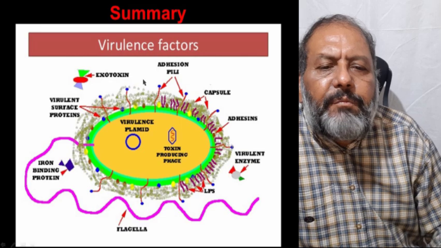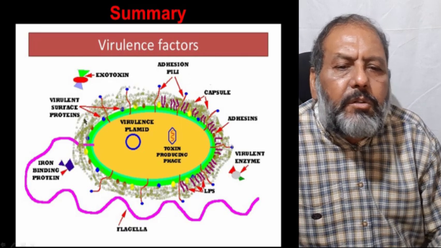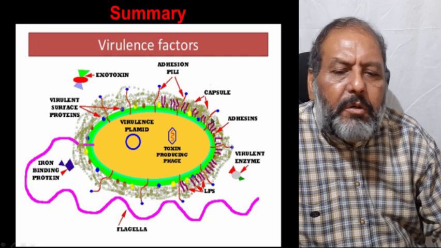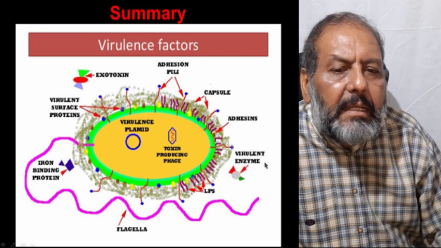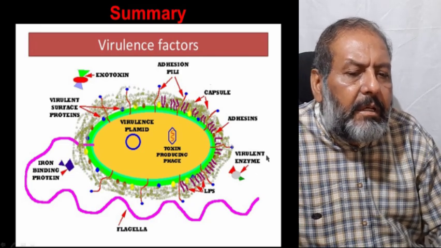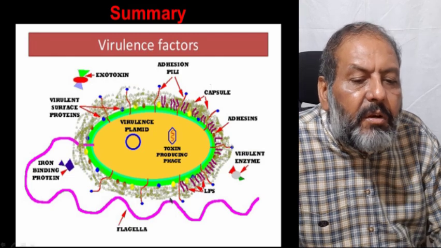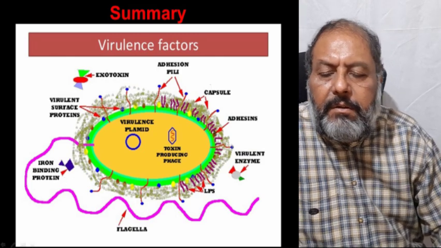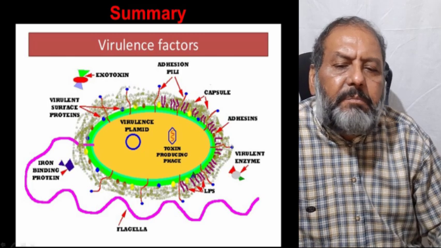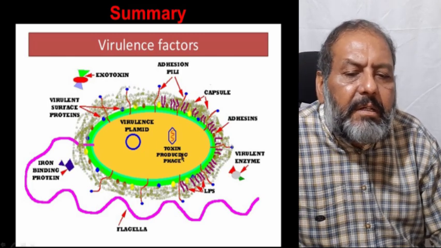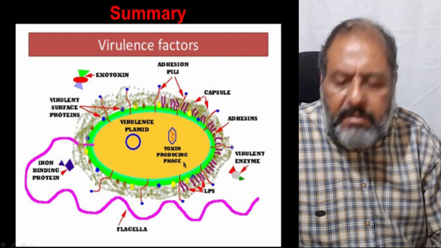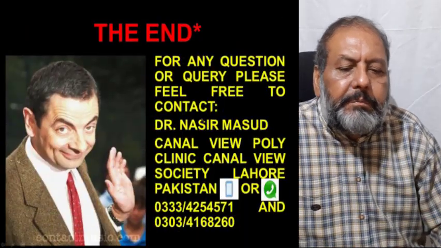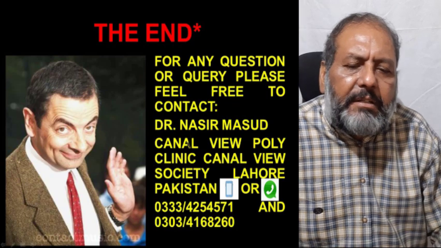The other virulence factors are exotoxin, endotoxin, virulence surface proteins, and pili. Already I have told you about virulent enzymes and flagella and the other parts of the bacteria which have the capability of increasing the bacterial virulence. And that is the end of the lecture.